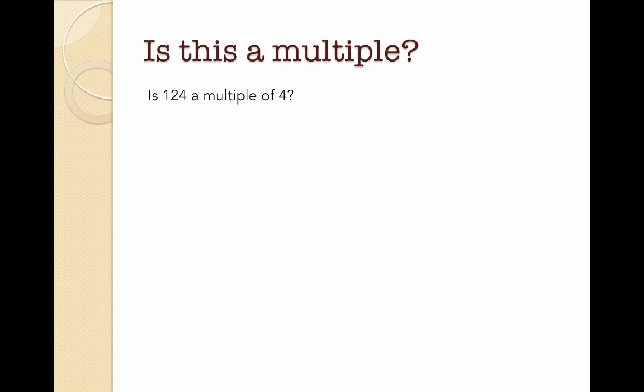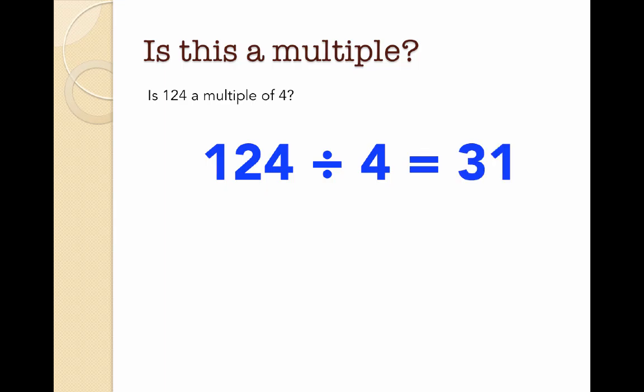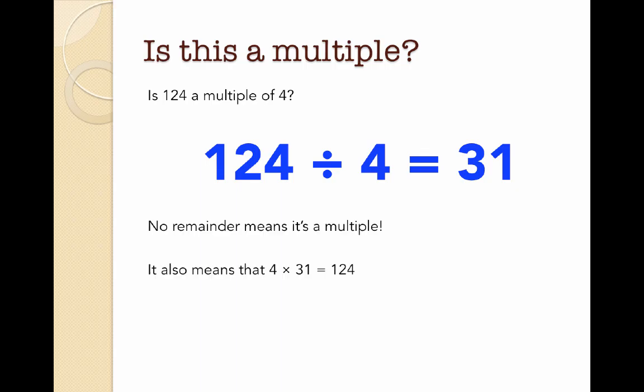So let me show you. To work out if 124 is a multiple of 4, all I've got to do is divide. If I can divide 124 by 4 and get a whole number, which I do, then it is a multiple. It also means that 4 lots of 31 is going to give me 124. Very useful to know.